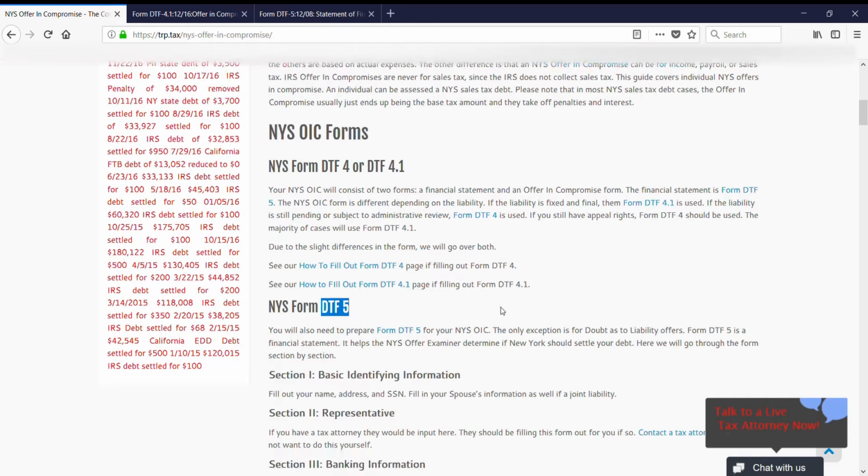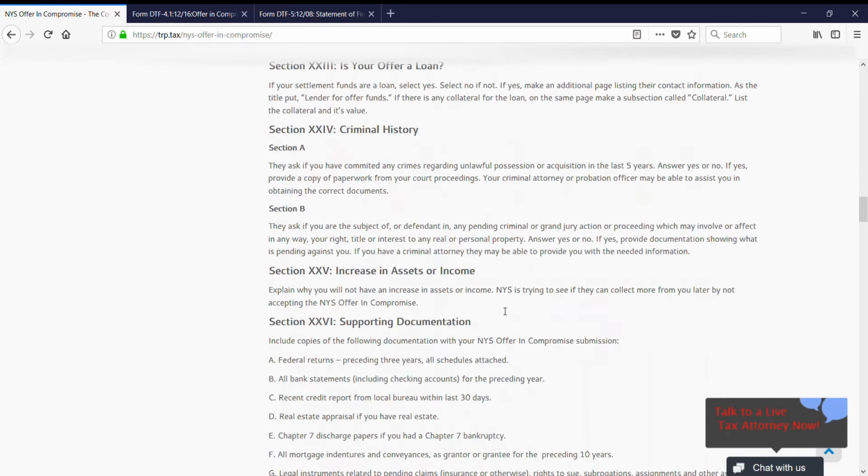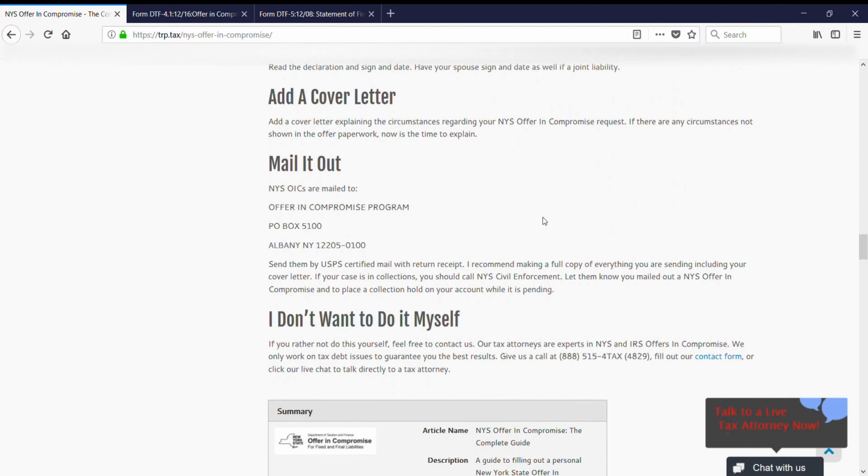Well, we always recommend adding a cover letter as well, and you'll see in our guide we explain that. In the cover letter, you want to explain why you should get accepted, the same stuff from the sob story in DTF 4.1. Expand on it a little bit, explain your situation, and then mail it out. But before you mail it out, make sure you make a copy of everything. You might want to scan it all into one PDF or make a complete copy.